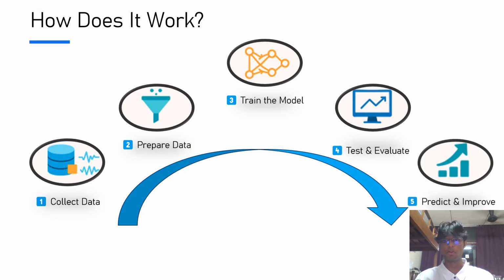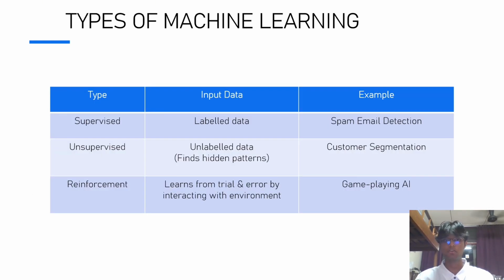Fifth step, it starts comparing the output to the desired output and changes its parameters in order to get a more accurate output. So there are 3 main types of machine learning. Firstly, supervised machine learning, which learns from labeled data. Then secondly, there is unsupervised machine learning, which learns from unlabeled data. So the goal for it is to find hidden patterns that might not be apparent to humans.